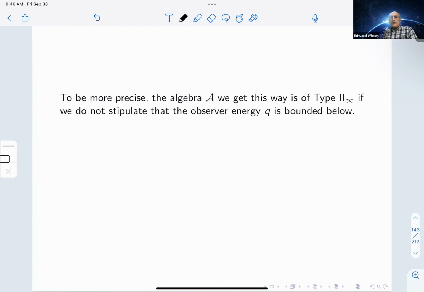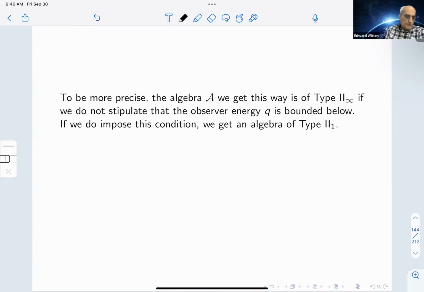Well, to be more precise, the algebra we get this way is of type 2 infinity if the observer energy is not bounded below. If the observer energy is bounded below, we get an algebra of type 2-1.